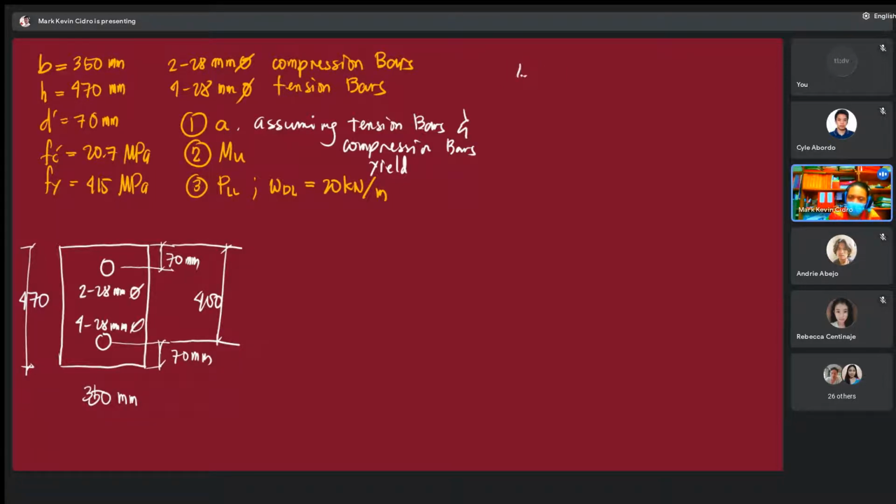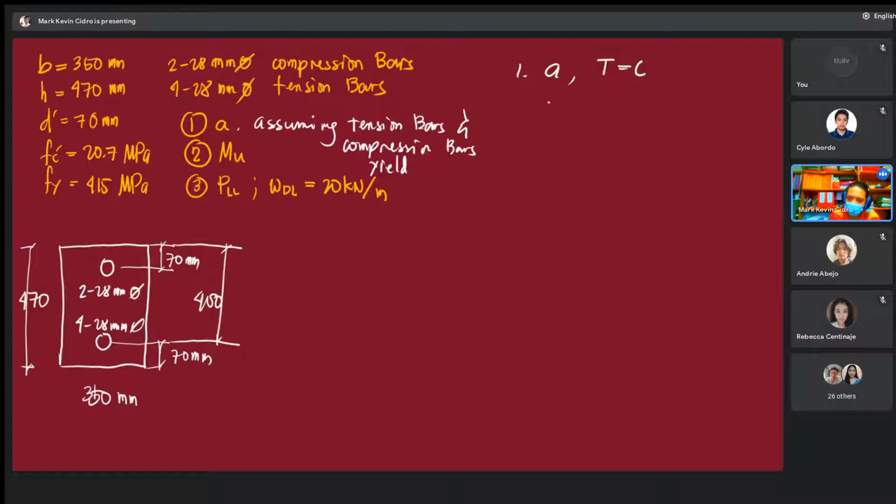We are to solve for the value of A. We will use the same formula. You cannot use the formula for Mn, because Mn has no value yet. What you will use here is T equals C. Here we make assumptions: singly reinforced, and the steel has yielded.